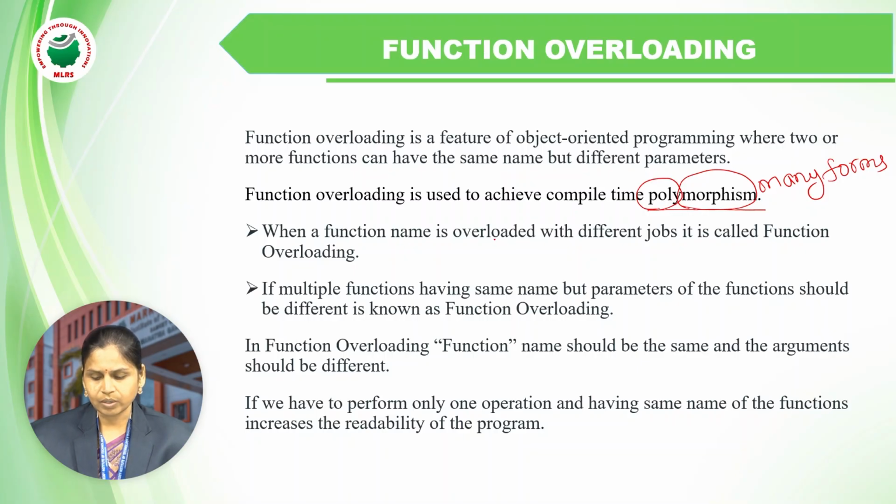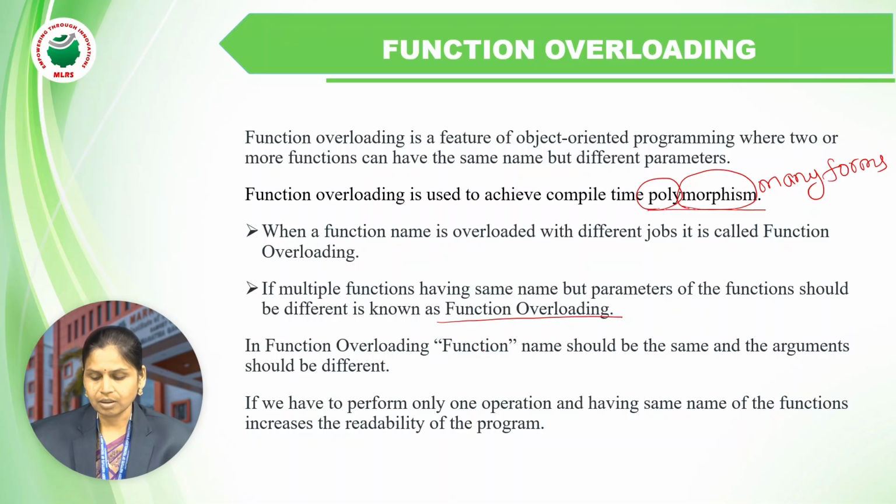When your function name is overloaded with different types of jobs, it is called function overloading. When we use multiple functions with the same name but the parameters of the functions are different, then it is called function overloading. Here, when we use multiple functions in a single program with the same function name and different parameters, that concept is called function overloading. We can achieve compile time polymorphism by using function overloading and operator overloading.